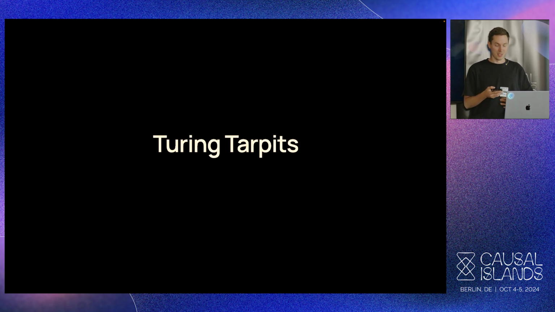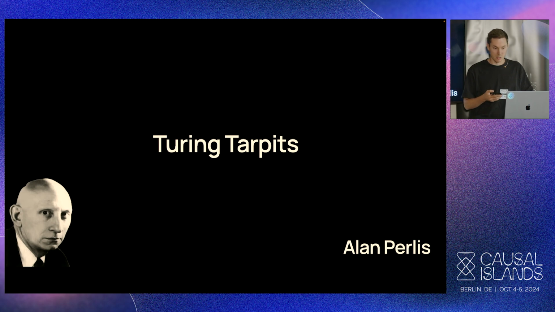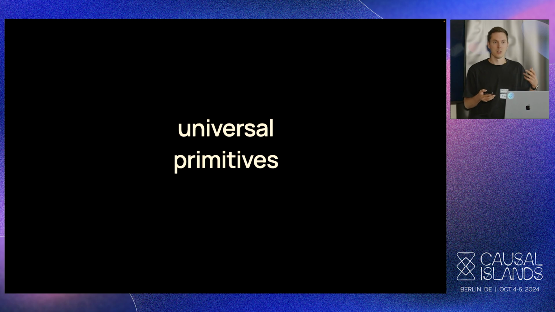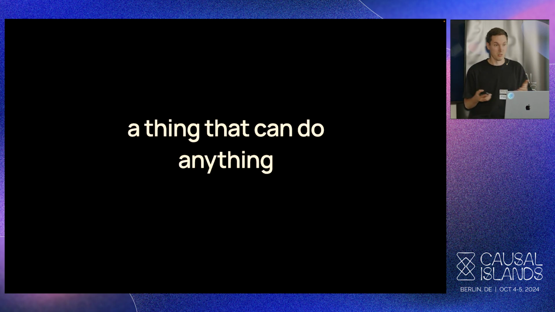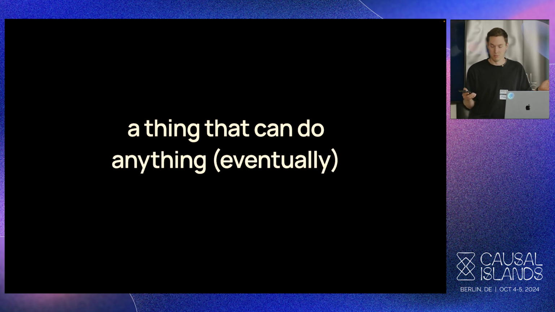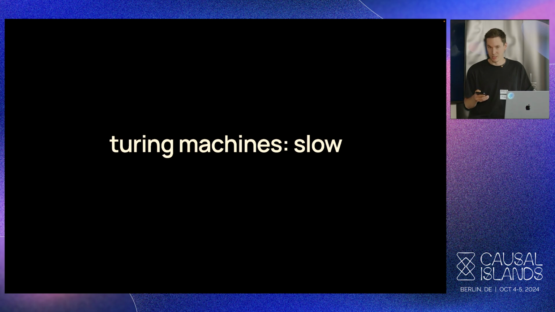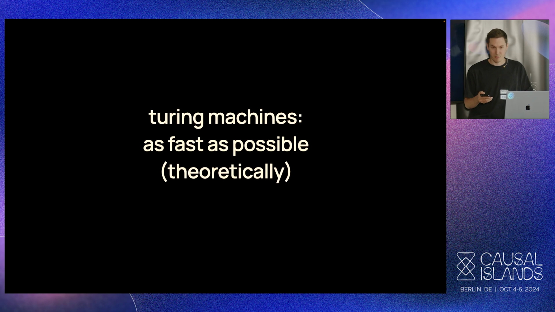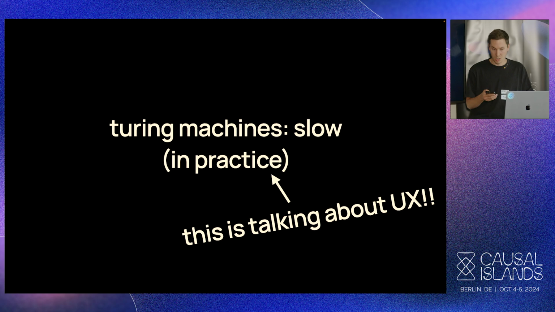So what are Turing tarpits? It's a term coined by this guy, Alan Perlis. And he's basically like, look, something like a Turing machine gives you these really universal primitives, which are things that can do anything eventually. And if you're familiar with Turing machines, you will know that in a really practical sense, they're actually slow. Of course, in theory, they're as fast as possible, but in practice, they're slow. But this is talking about user experience. It's slow to run anything on it.